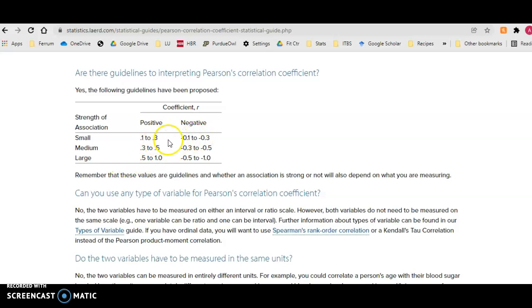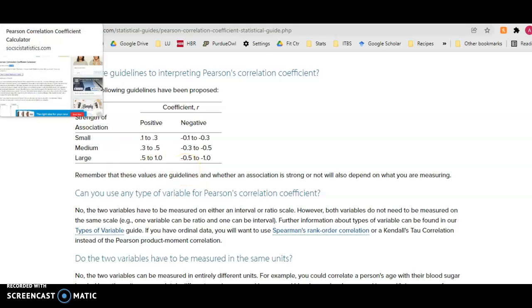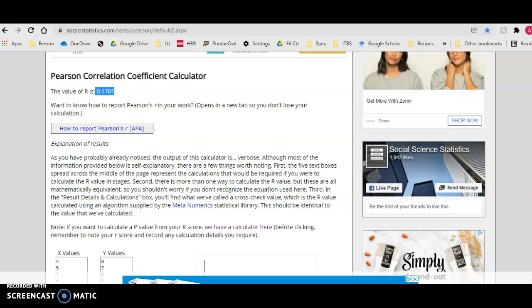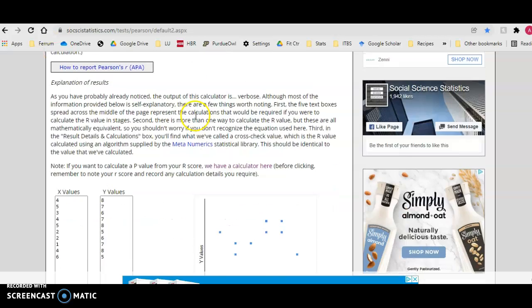So for positive or negative, if your number is 0.1 to 0.3, you have a small correlation. 0.3 to 0.5, you have a medium correlation. 0.5 to 1.0, you have a large correlation. It is necessary, you must add the negative if you have a negative correlation. So mine was 0.17. I have a small positive correlation. So remember, I have copied this number.